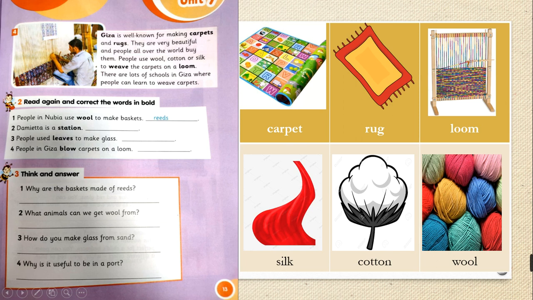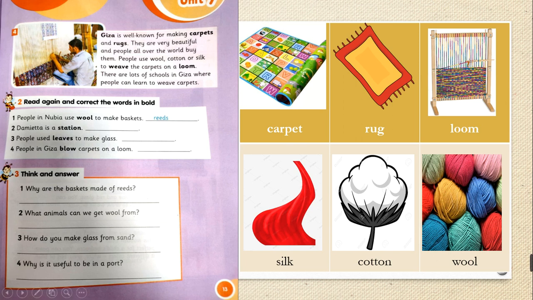Let's read text number 4. Giza is well known for making carpets and rugs. They are very beautiful and people all over the world buy them. People use wool, cotton or silk to weave the carpets on a loom. There are lots of schools in Giza where people can learn to weave carpets. Okay.